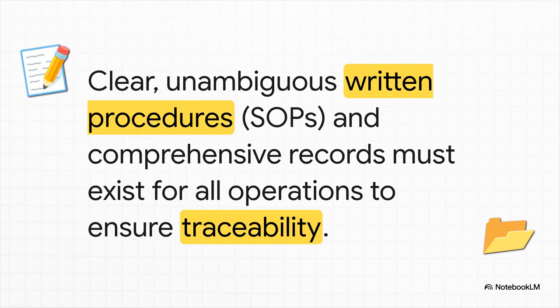And that brings us to Pillar 4, documentation. You've probably heard the saying, if it wasn't documented, it didn't happen. Well, in the world of GDP, that is the golden rule. Meticulous records and super clear standard operating procedures, or SOPs, are essential. They create a complete data trail for every product, which is vital for audits, for traceability, and for handling recalls.